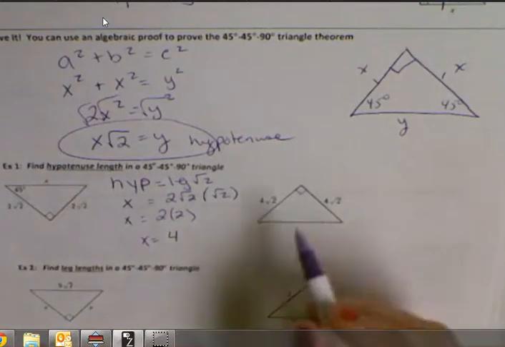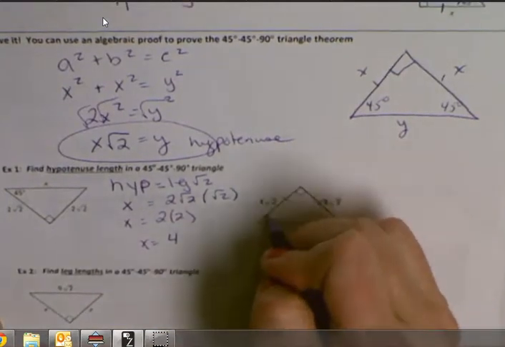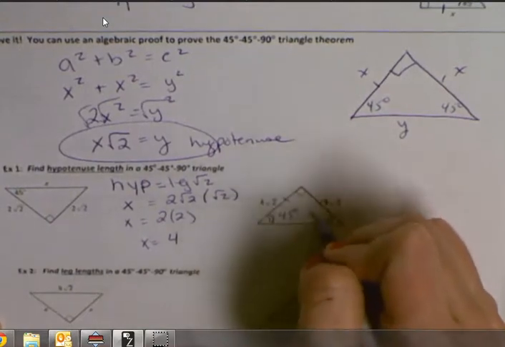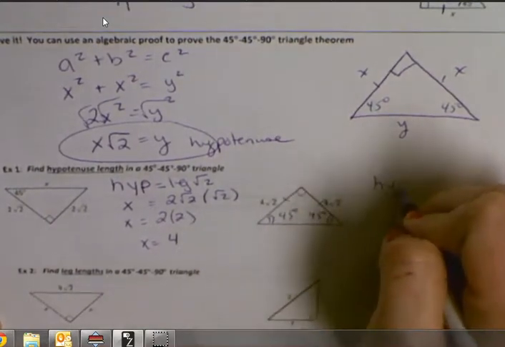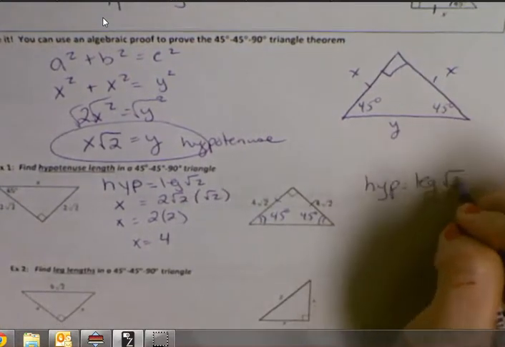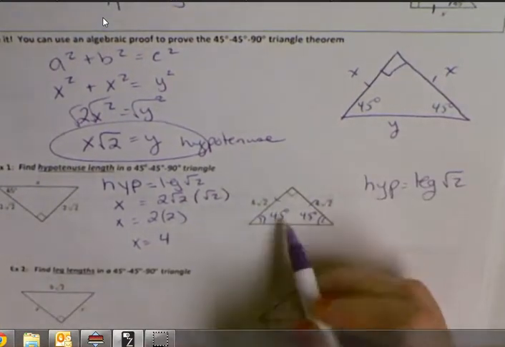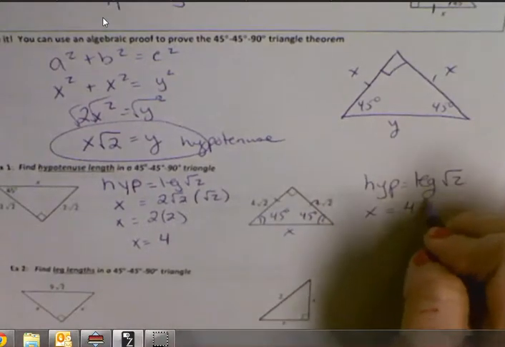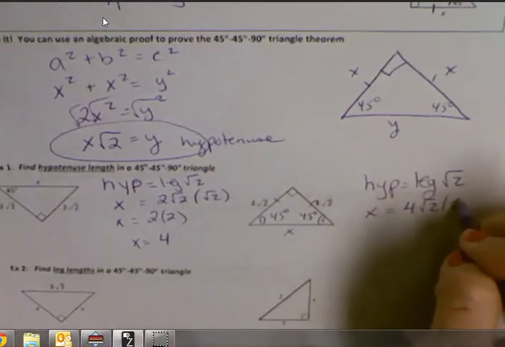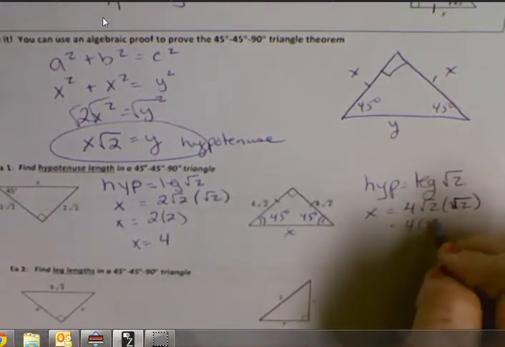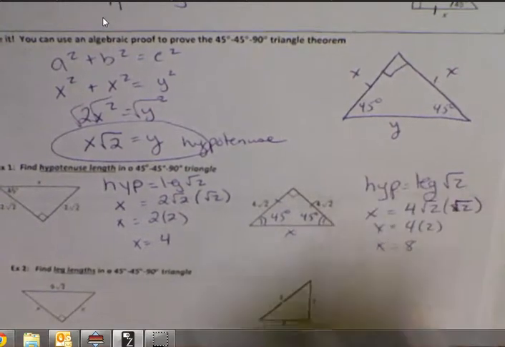Let's try this one. We know it's a right triangle. We know these are congruent. So we know that this has to be a 45-45-90 triangle. And we know in a 45-45-90 triangle, the hypotenuse is equal to the leg, rad 2. We don't know what the hypotenuse is. We'll call it x is equal to the leg, 4 rad 2 times rad 2. Rad 2 times rad 2 is just 2, so 4 times 2, x is equal to 8.